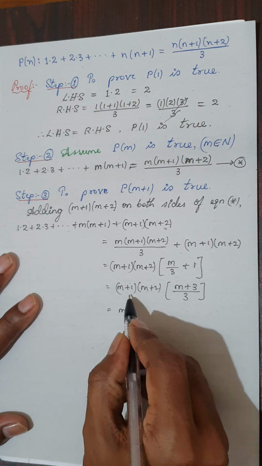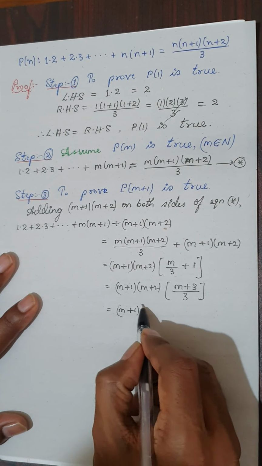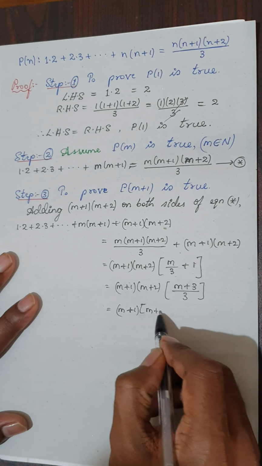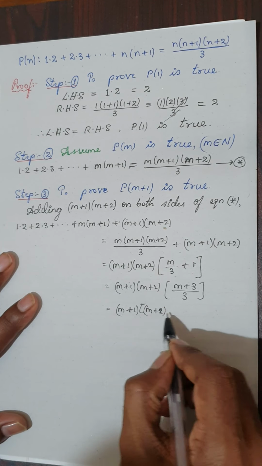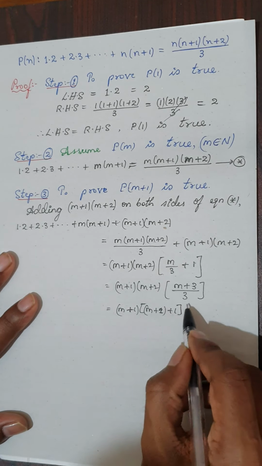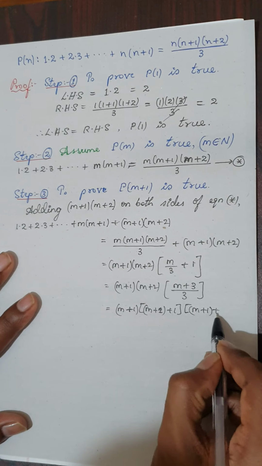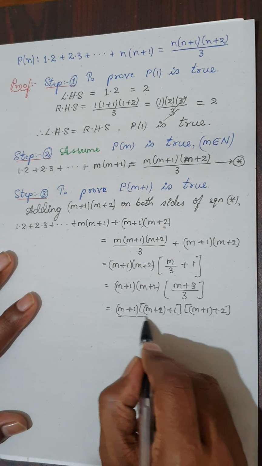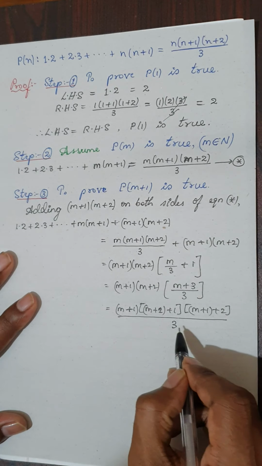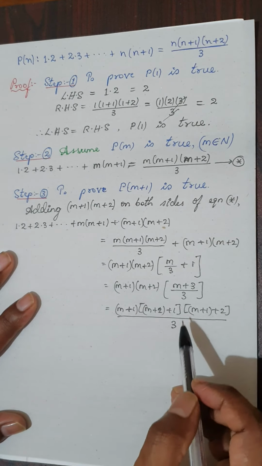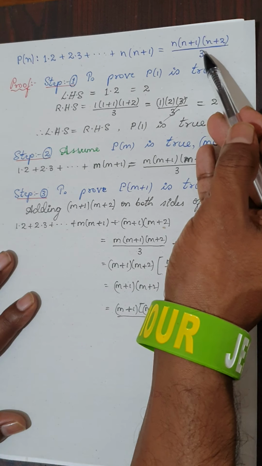So I'm going to rewrite this step as m plus 1 into this m plus 2. I'm going to write it as m plus 1 plus 1. Okay, similarly, this m plus 3, I'm going to write it as m plus 1 plus 2 divided by 3. So why did I make these changes? Just to match with my RHS in the general term.